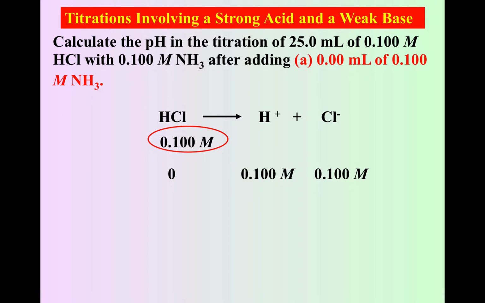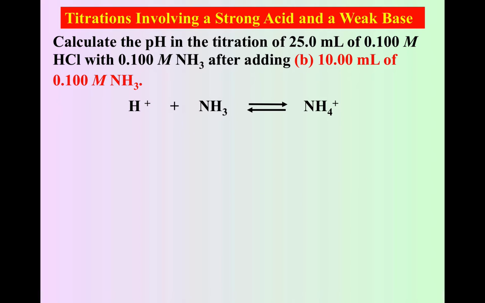It completely ionizes to form 0.1 molar H+ ion. So take the negative log of 0.1 and I get a pH of 1. So this is what I'm starting out at, pH all the way down at 1, strong acid.